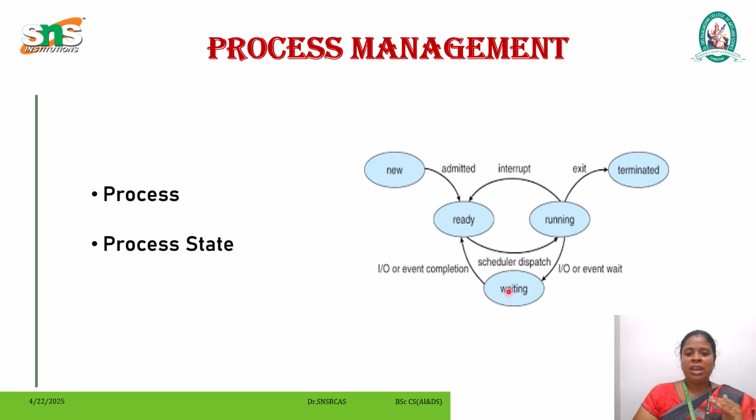Next one is waiting. Waiting is when the process is waiting for some event to occur, such as the completion of input output operations or the reception of a signal. Next one is the ready state. Ready state is when the process is waiting to be assigned to a processor. Last one is terminated. Terminated is nothing but the process has finished execution.